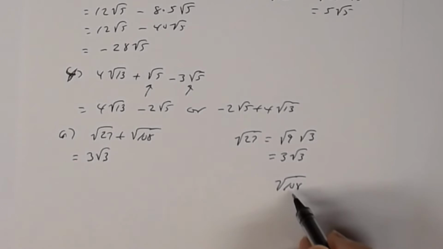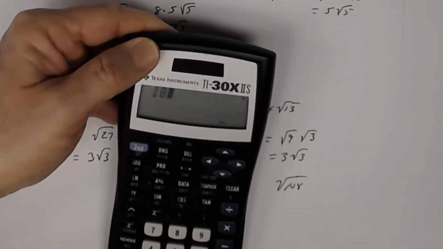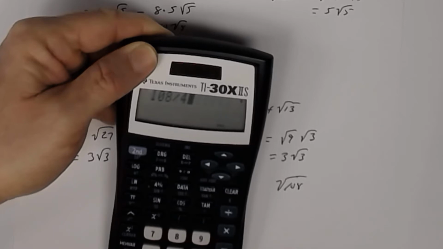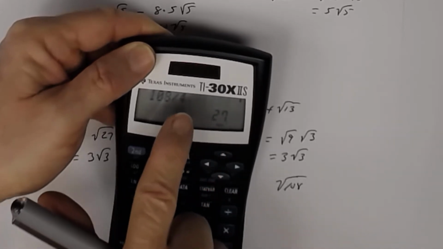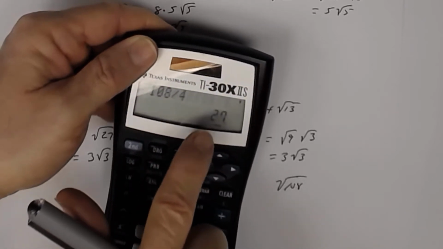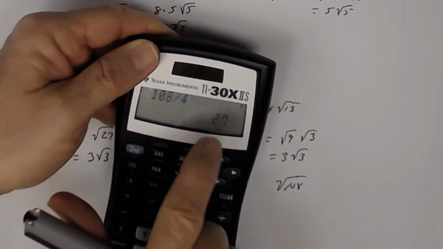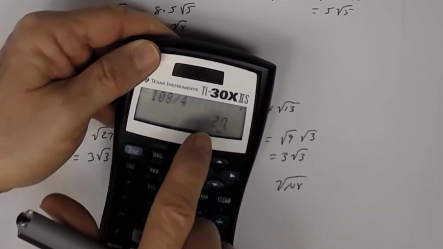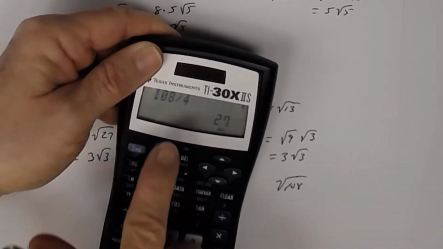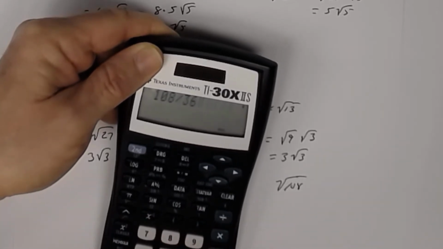So just try some perfect squares. The smallest perfect square is 1. The next one is 4. So let's divide 108 by 4 and see what we get. We get 27. So 4 is a perfect square. In 27, there's also another perfect square that goes into 27, and that's 9. So 4 times 9 is 36. So let's divide 108 by 36. So 108 divided by 36 gives us 3.